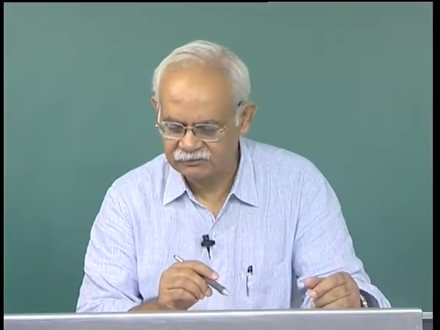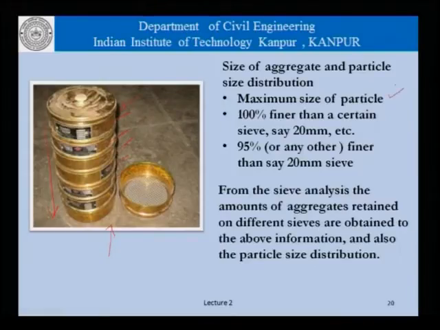What this sieve analysis gives us is the maximum size of particles, a size compared to which 100% of particles are finer. That is, if we have a 20 mm sieve and all the aggregates from the sample pass through that 20 mm sieve, we say that the aggregates are at most 20 mm in size. And then there is information like 95% or any other number finer than the 20 mm sieve. Maybe we have 5% retained on the 20 mm sieve and 95% pass through that. So, that gives us that 95% of the particles are finer than 20 mm.